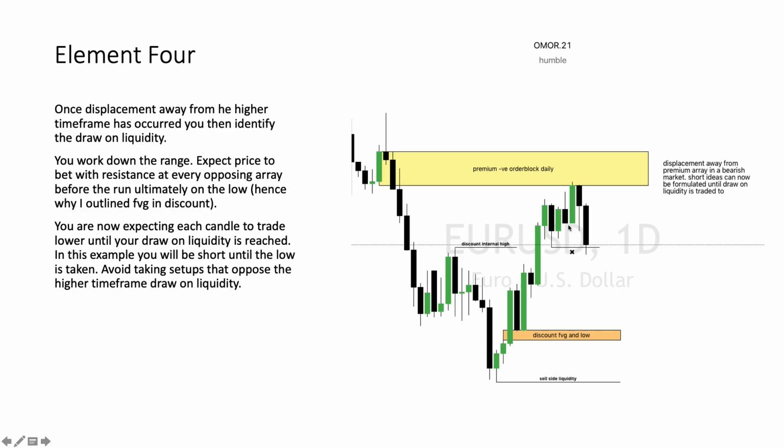So once you've achieved your displacement, you have to identify your draw on liquidity. You work down the range. Expect price to be met with resistance at every opposing array before the run ultimately on the low. And this is the reason why I outlined this low, right? Now, the ultimate draw on liquidity is this sell side draw here, right? The sell stops beneath this low.